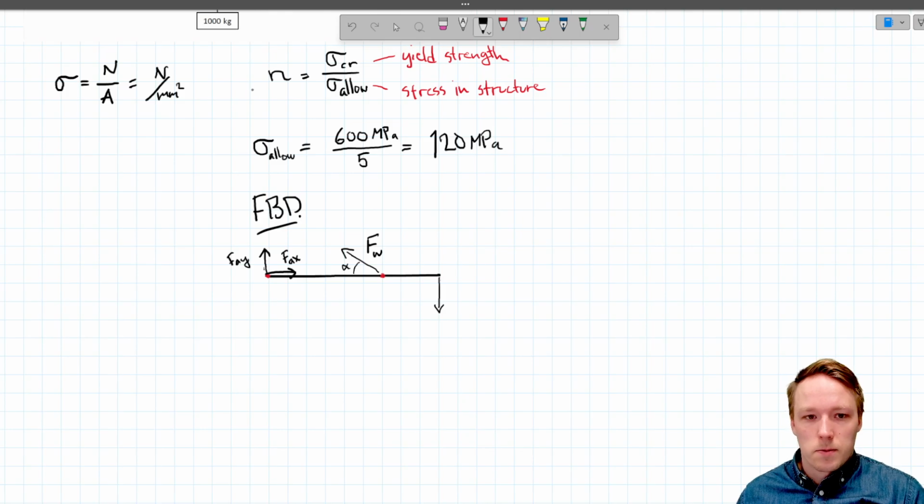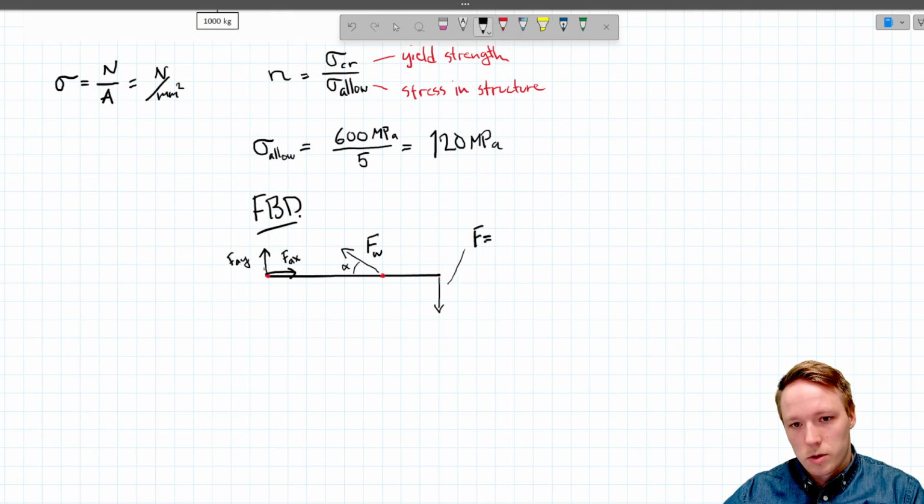The external force, well, the mass in here was 1000 kilograms, so the external force F equals 1000 kilograms multiplied by 9.81, standard Earth gravity, meters per second squared. So quite simply 9,810 newtons, like so.